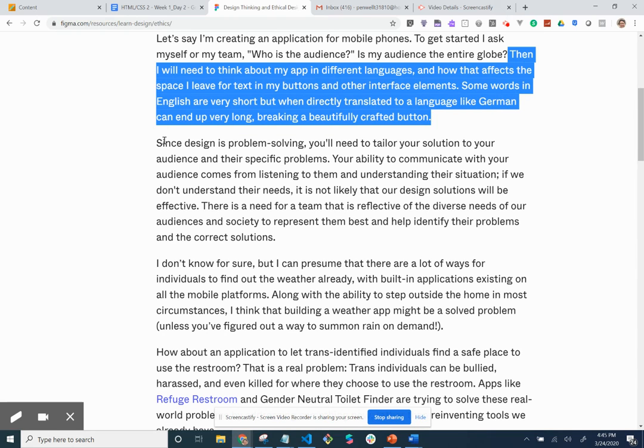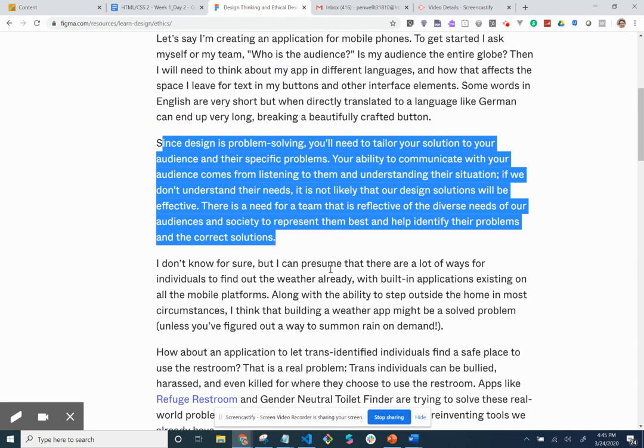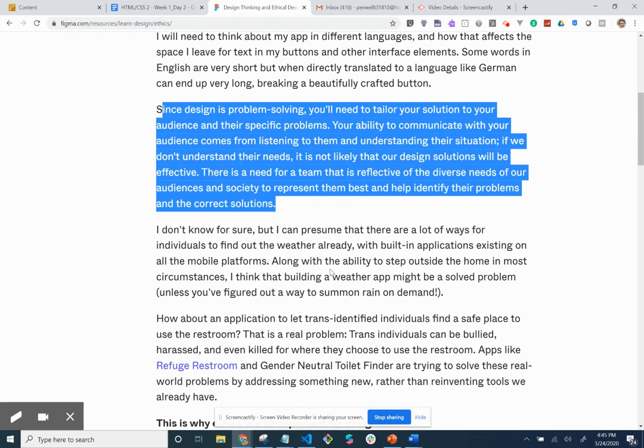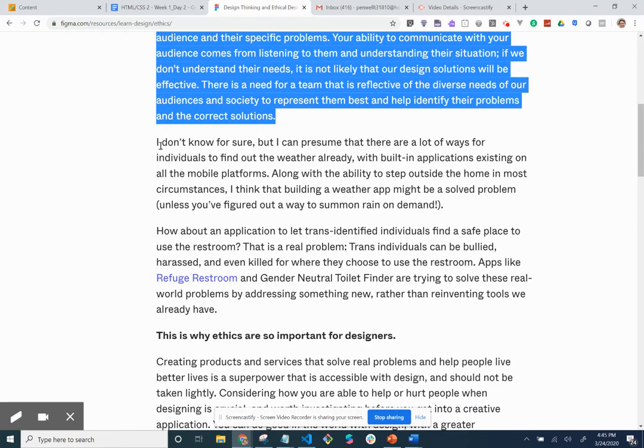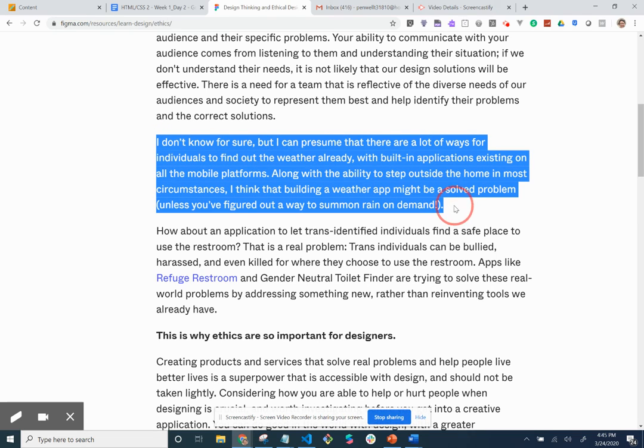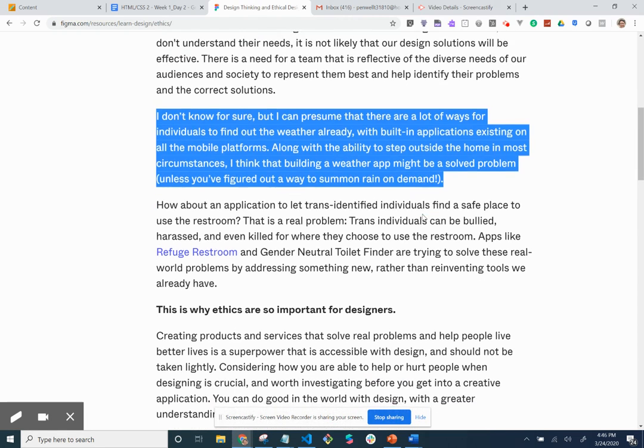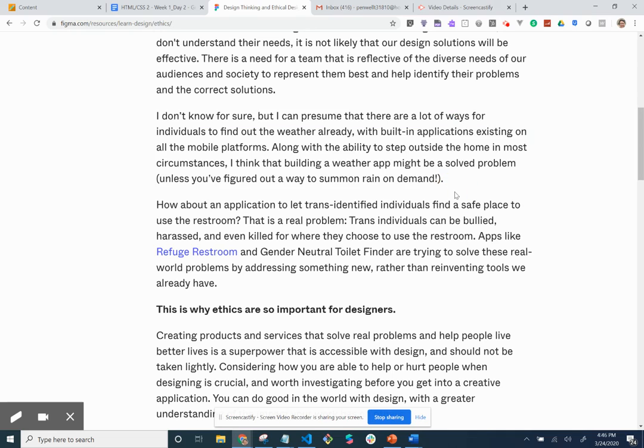Design is problem solving. You'll need to tailor your solution to your audience and their specific problems. Your ability to communicate with your audience comes from listening to them and understanding their situation. Let's see. I don't know for sure, but I can presume that there are a lot of ways for individuals to find out the weather already, with built-in applications existing on most mobile platforms. So along with the ability to step outside the home in most circumstances, I think building a weather app might be a solved problem.